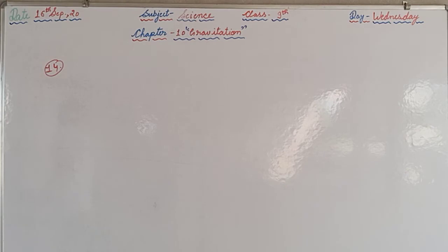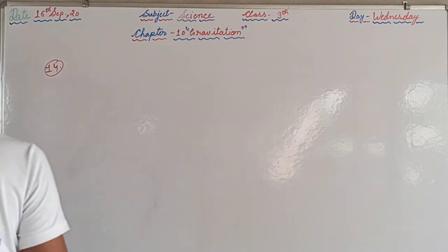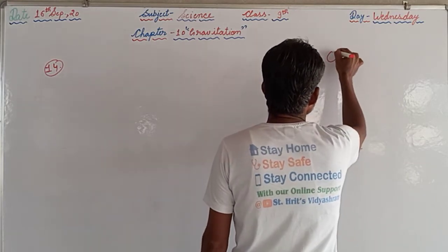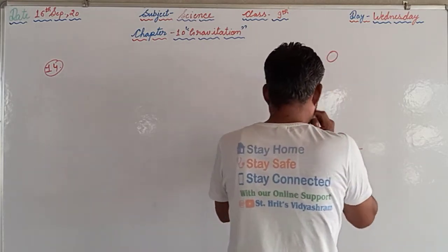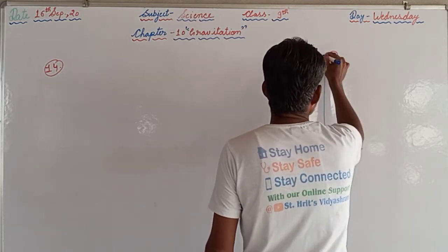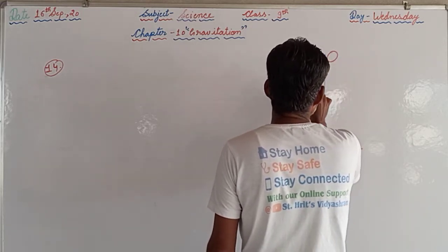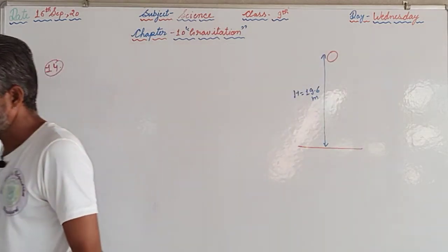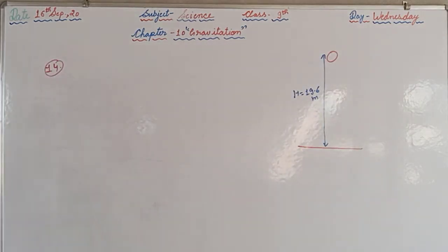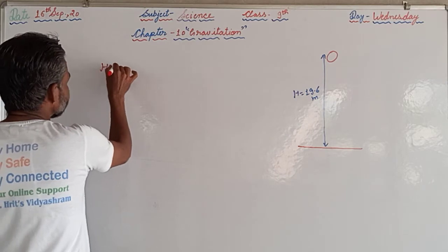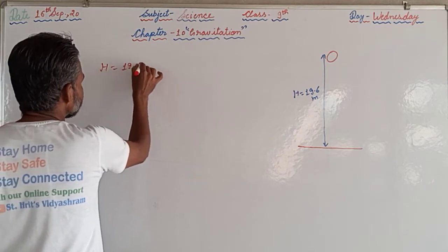A stone is released from the top of a tower of height 19.6 meters. So the stone is released from here and the height is 19.6 meters. So height is given, h is equal to 19.6 meters.